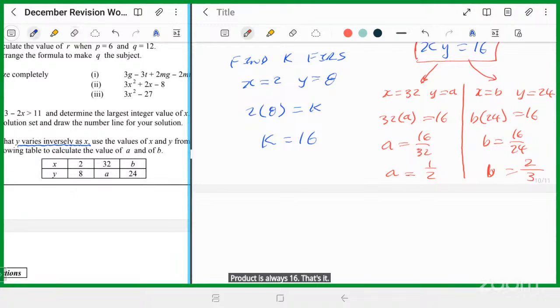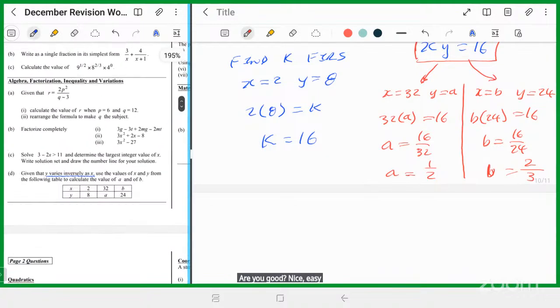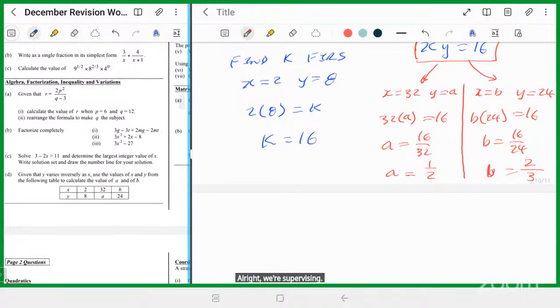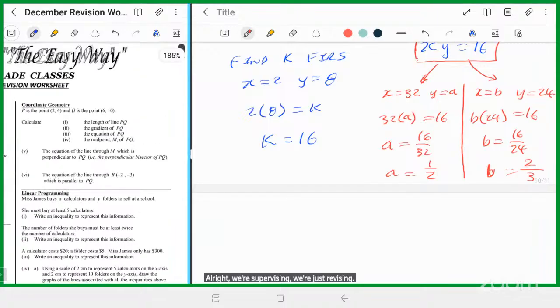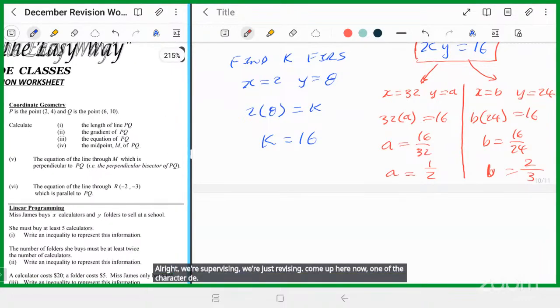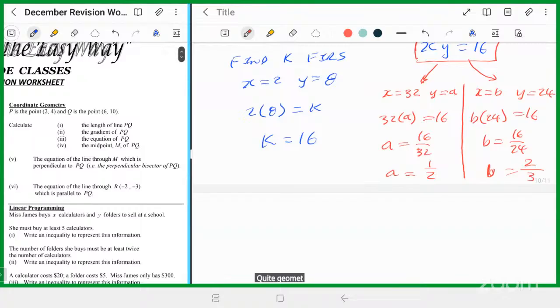That's it. Are you good? Nice, easy question. Alright, we're just revising. Come up here now. I want to do this one and we'll call it D. Call it geometry. Nice and easy. Let's go.